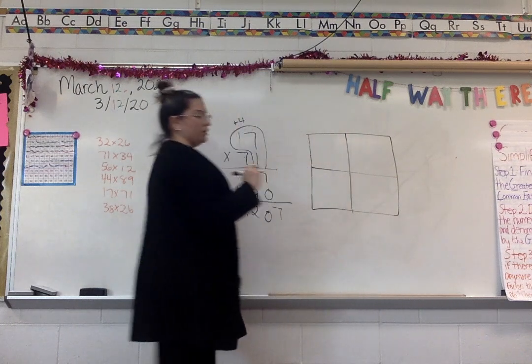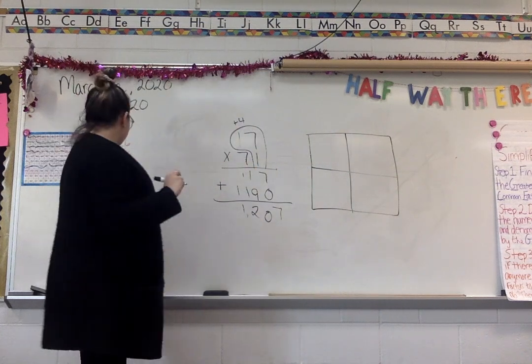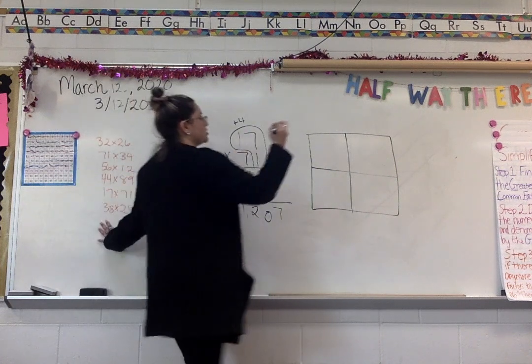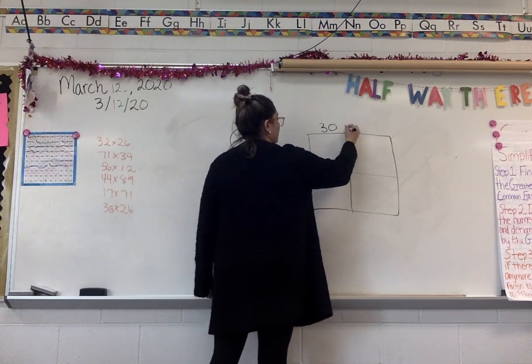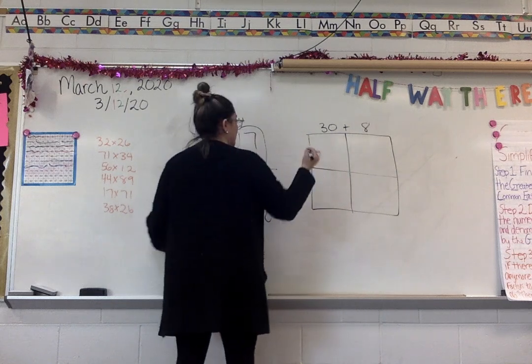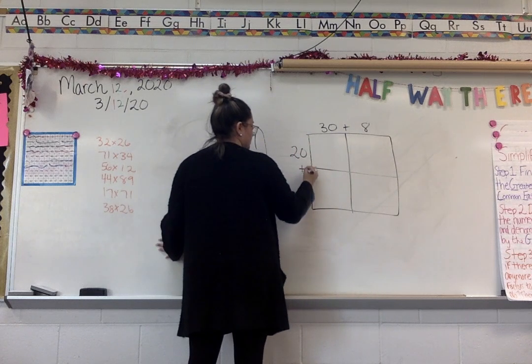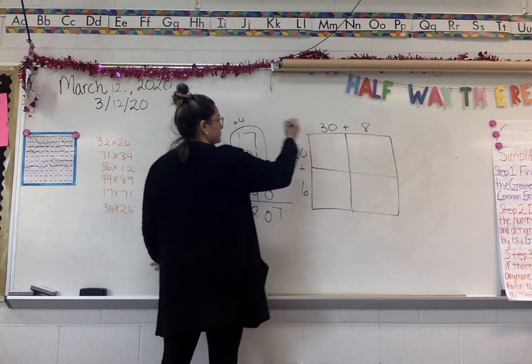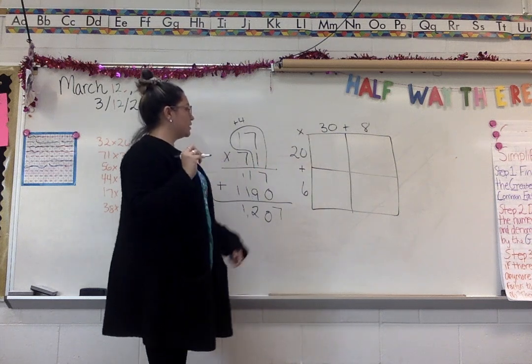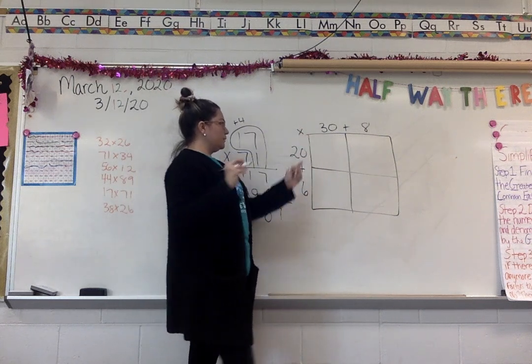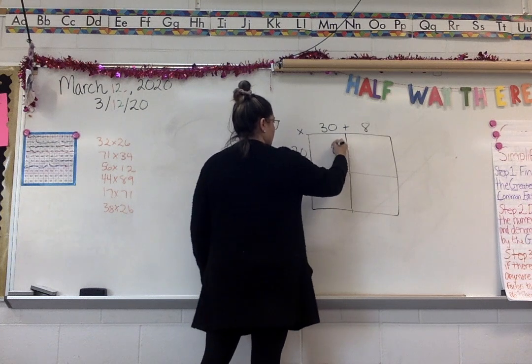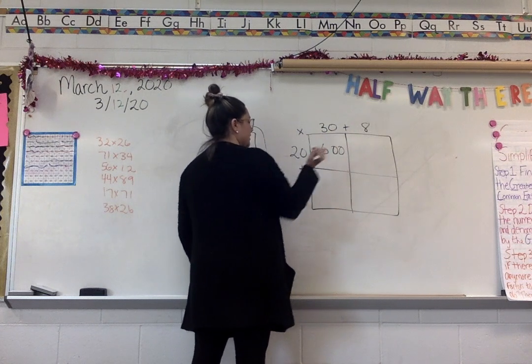I'm going to do area model for this one. I know a lot of you use area. Okay, so it's 38. So I'm going to do 30 plus 8 times 26. So 20 plus 6. All right, so let's go. So I have 30 times 20. So I have 2 zeros. And then 3 times 2 will give me 6. Easy.